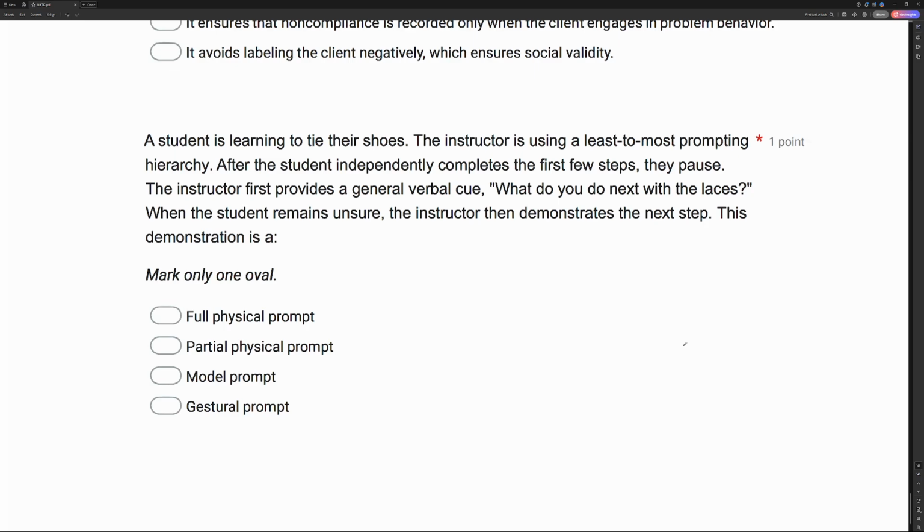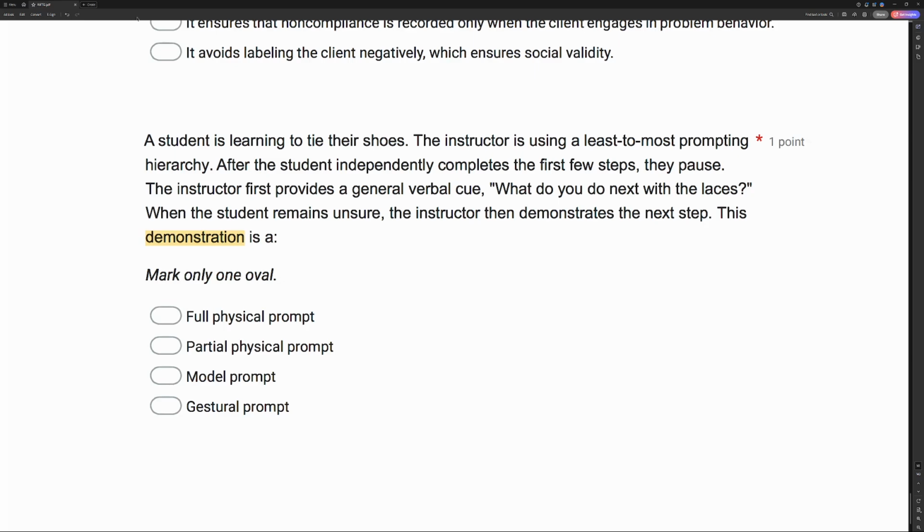What do you do next with the laces? When the student remains unsure, the instructor then demonstrates the next step. This demonstration is a what? Okay, if we attack the question, this question is quite simple. First, we're looking at the demonstration. When we think about a demonstration, what are we thinking about? We should be thinking about a model. When we model something, we are demonstrating it.